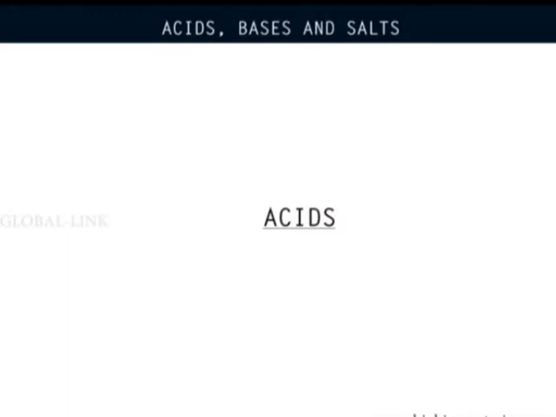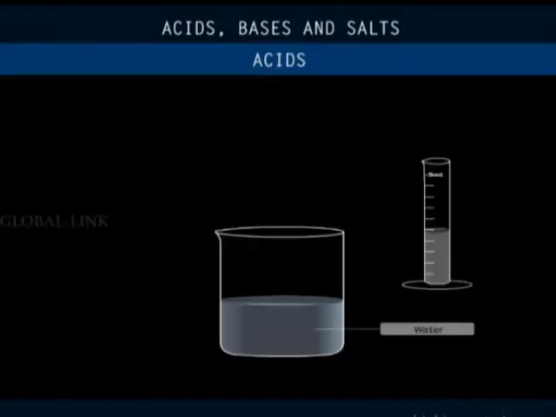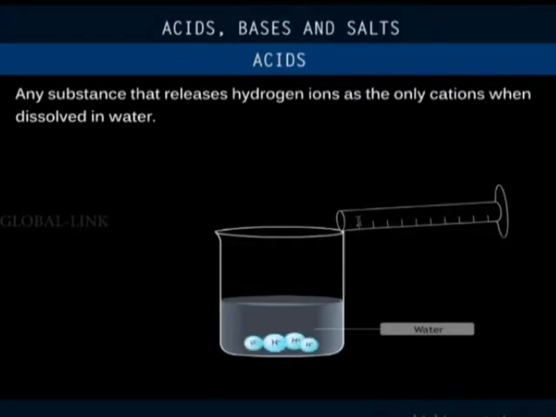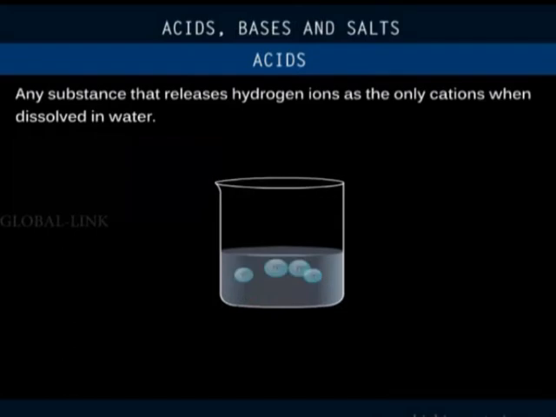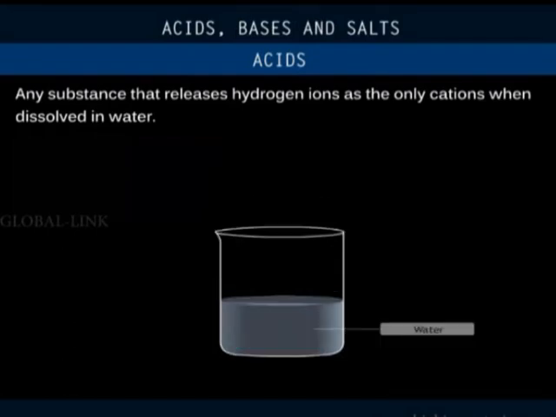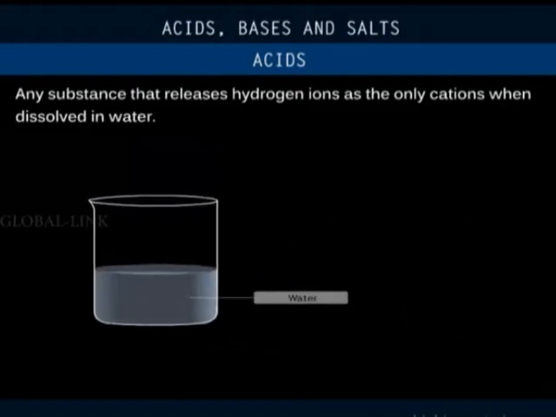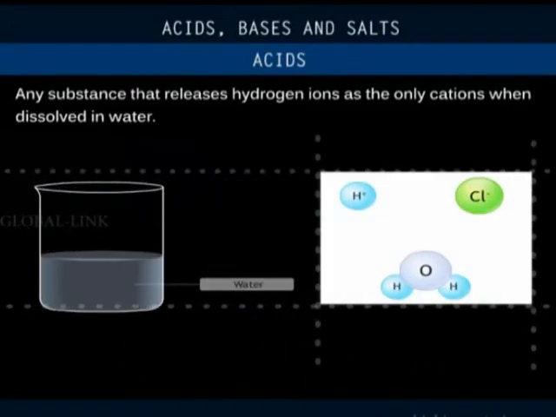We start with acids. An acid is any substance that releases hydrogen ions as the only cations when dissolved in water. For example, hydrochloric acid, when dissolved in water, liberates a hydrogen ion and a chloride ion.